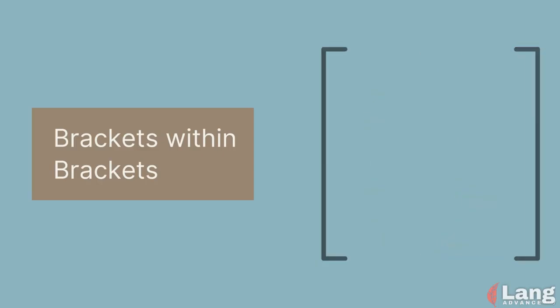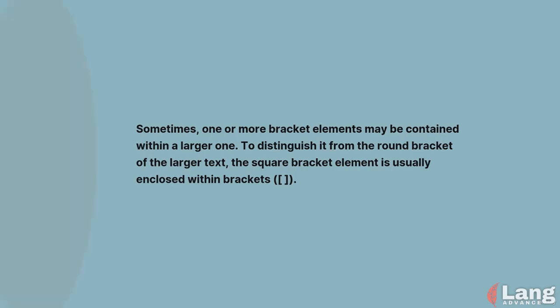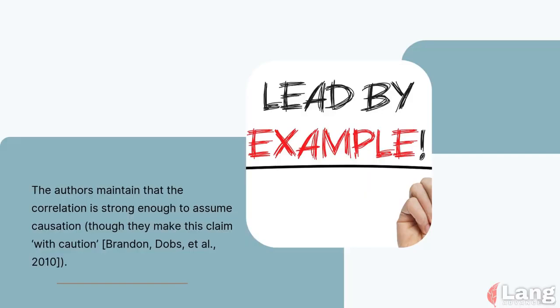Brackets within brackets. Sometimes one or more bracket elements may be contained within a larger one. To distinguish it from the round brackets of the larger text, the square bracket element is usually enclosed within the round brackets. While it is common to see multiple sets of brackets used within one another, this is generally discouraged, especially in more formal academic or professional writing. For example, the authors maintain that the correlation is strong enough to assume causation (though they make this claim with caution [Brandon, Dobbs et al. 2010]).